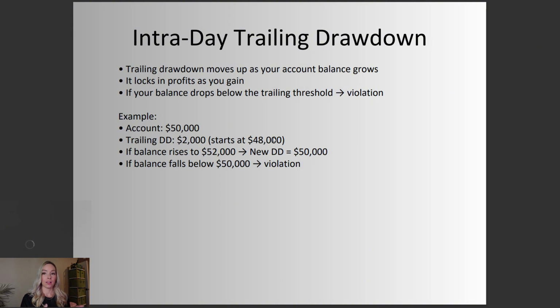Okay, so say it doesn't. Say you take that first trade and your balance rises to $52,000, meaning you took a $2,000 trade and you're up $2,000, right? So your new drawdown goes to 50,000. The 48 to 50,000. So now if your balance falls below the 50,000. So remember how it's trailing drawdown, it moves up as your account balance grows. So as it grows, that's how that works.